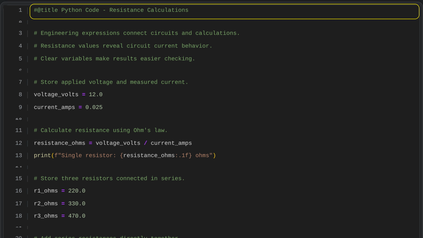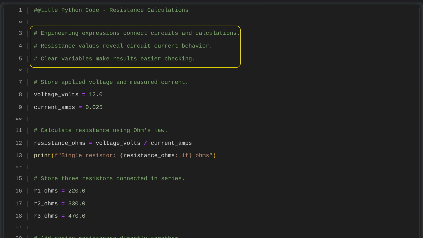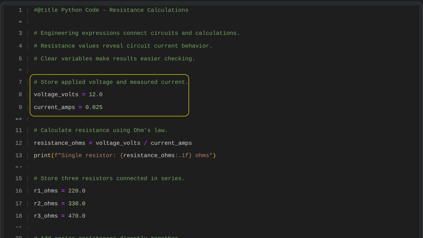Python code, resistance calculations. Engineering expressions link circuit concepts to calculations. Resistance values help determine how current behaves, and clear variables make the results easier to check. The script stores two key circuit measurements, an applied voltage of 12 volts and a current of 0.025 amperes. These values describe the potential difference and charge flow, and they are needed to calculate resistance using Ohm's law.